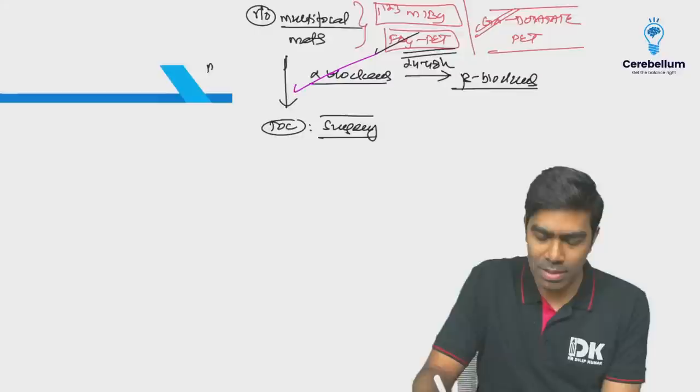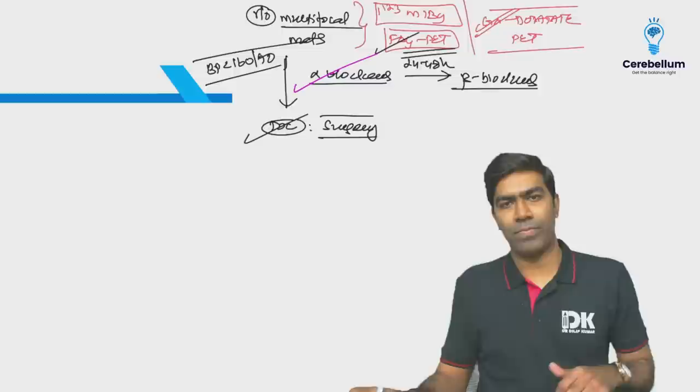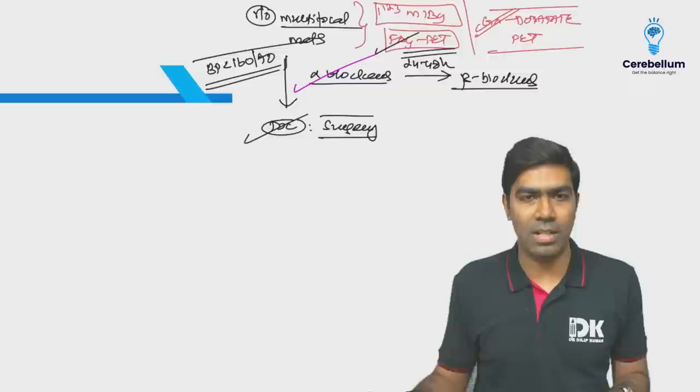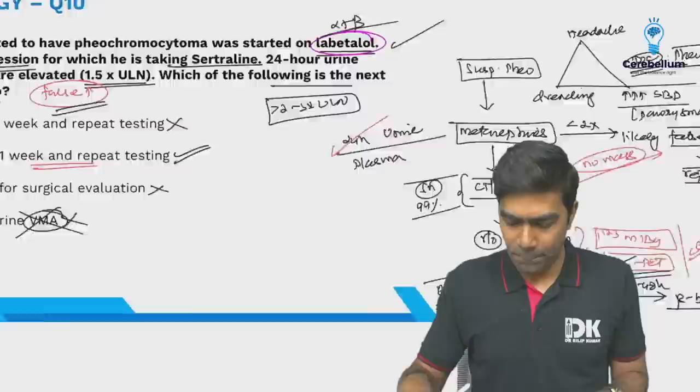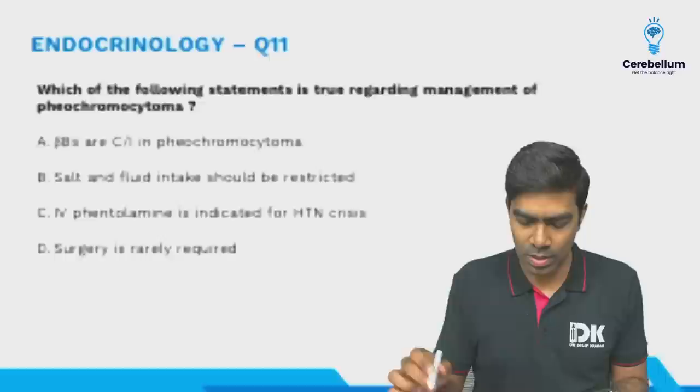So once the BP is consistently less than 160/90, then you can go for surgery. That's the idea. That's the final treatment of choice. Once the BP is consistently less than 160/90, you can bring the patient for surgery. So the right answer for this question is option B. And now you have understood the evaluation of pheochromocytoma as well.